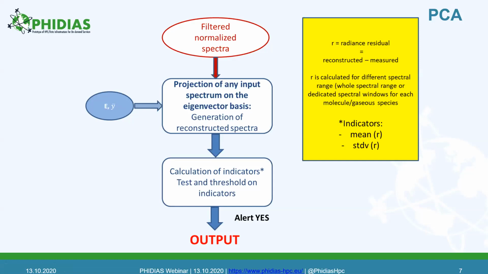Just a few words on the indicators. The residual radiance is the difference between the reconstructed spectrum and the measured spectrum. This value is calculated for different spectral ranges: the whole spectral range, band 7 or band 8 in the shortwave infrared for Sentinel-5, or a dedicated spectral window for each molecule or gaseous species. As an indicator, we mainly use the mean of this value and the standard deviation of this value.